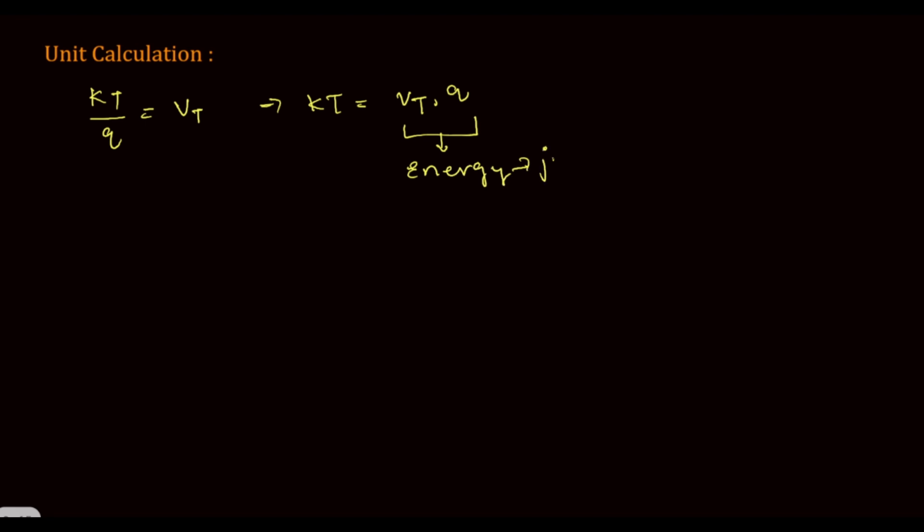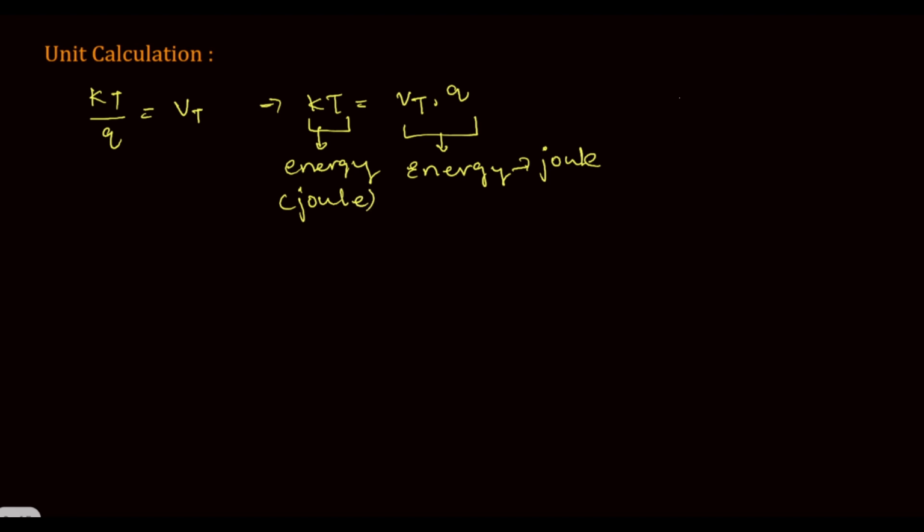So what we will do is, we know kT by Q is equal to Vt. So kT is equal to Vt into Q. You know that voltage into charge is energy, and the unit of energy is joule. So if the RHS is energy, which is joule, then kT will also be energy, and my unit for this one will also be joule. I think you understood up to this one.